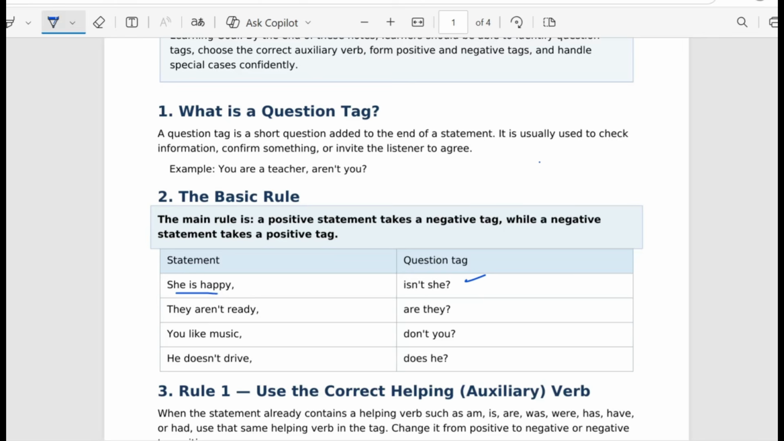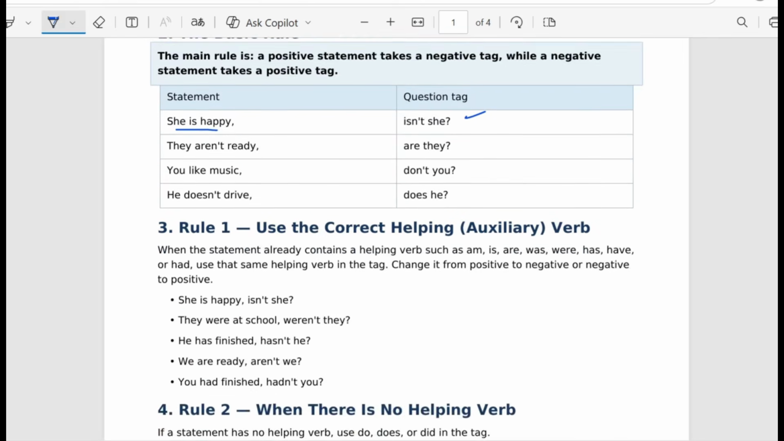So the first statement, she is happy, is positive, and that is why the tag is negative. They are not ready. If you see a statement having something like not, that means it is a negative statement, so the tag has to be positive. They are not ready, are they? You like music, don't you? He doesn't drive, does he? So from those examples, if the statement is positive, the tag should be negative, and if the statement is negative, the tag should be positive.